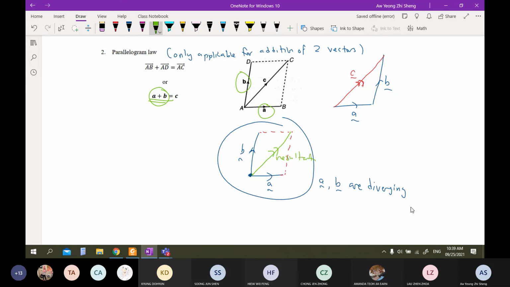It's just another mindset on how to get the resultant. So rather than using the triangle law, you have the option to use parallelogram law, which will give you the same resultant nonetheless. This is just a different way of thinking to get the same result.